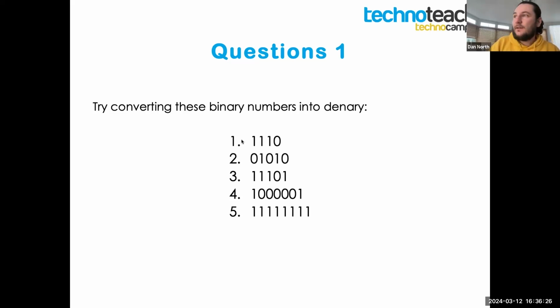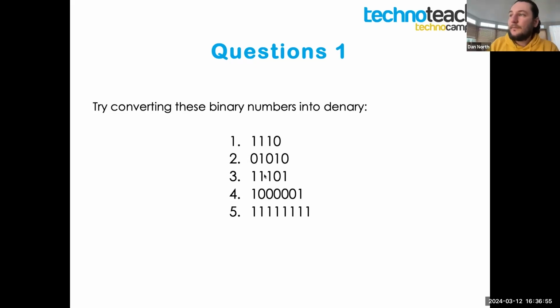The first one is 14. 1, 2, 4, 8. So that's 8 plus 4 plus 2, 14. The second one goes up to 16 here, but there's a 0 in the 16 column, so it's relatively pointless including it. It would be like writing the number 0012 to represent 12. We know it's 12, you can leave out the zeros.